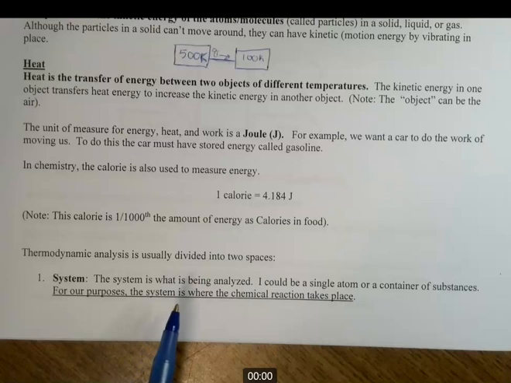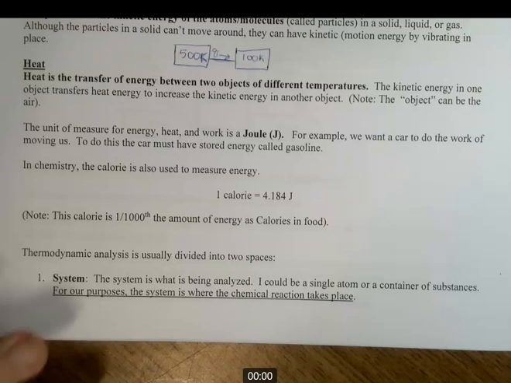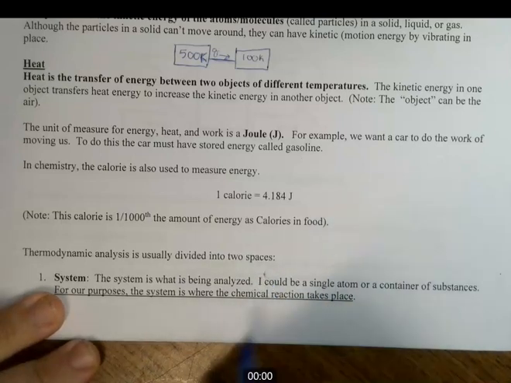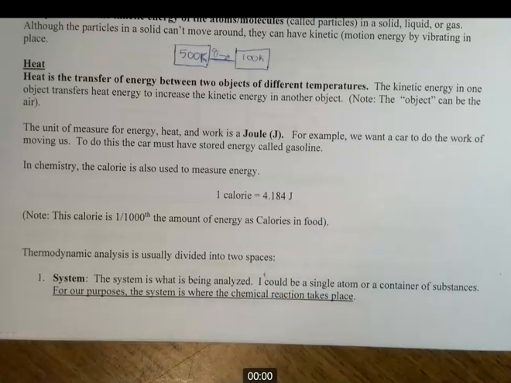So analysis is divided into two spaces. The system is what we're analyzing. It's what we're interested in. In other words, it's the chemical reaction. That's called the system. It's what we're actually studying in studying a chemical reaction. It could be a single atom, or it could be a container of substances. For our purposes, the system is where the chemical reaction takes place.